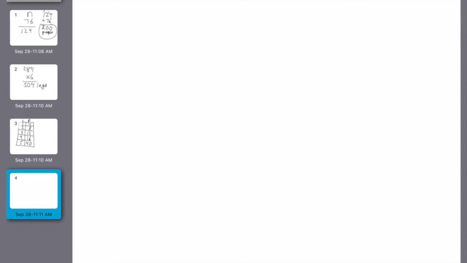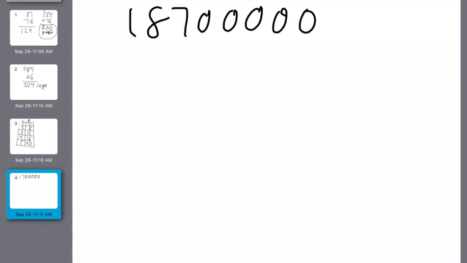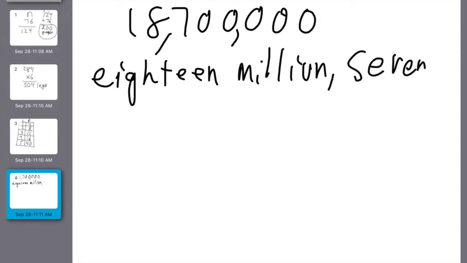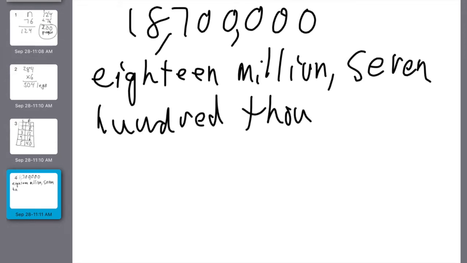Number 5, use words to write 18,700,000. So the first thing I do, guys, is count my commas. 1, 2, 3, 1, 2, 3. Now I'm starting to write it in words like they ask. So the first thing I have is 18, and it's in the millions position, comma. Next number is 700, and it's in the thousands position. So I have 700,000. And there is no other number, so I'm done. 18,700,000.